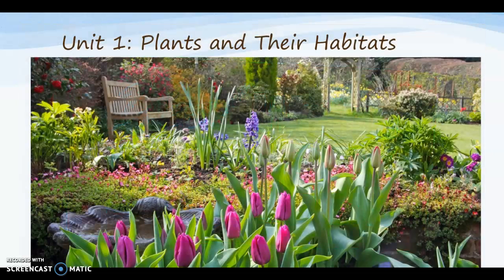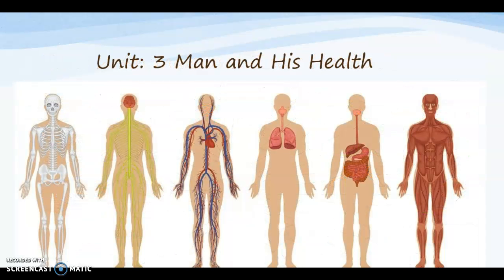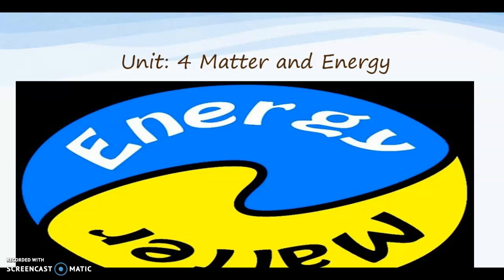Unit 1 was about plants and their habitats. Unit 2 was about animals and their habitats. Unit 3 was about man and his health, and then we started online with the fourth unit, which is about matter and energy.